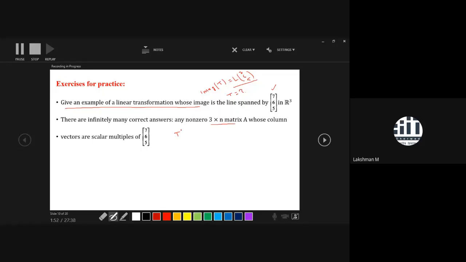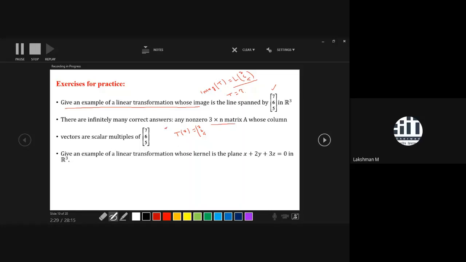The simplest answer is that you can define T of x this way. Take 7, 6, 5 as a column and keep taking multiples of this one. Where do you want to define it?